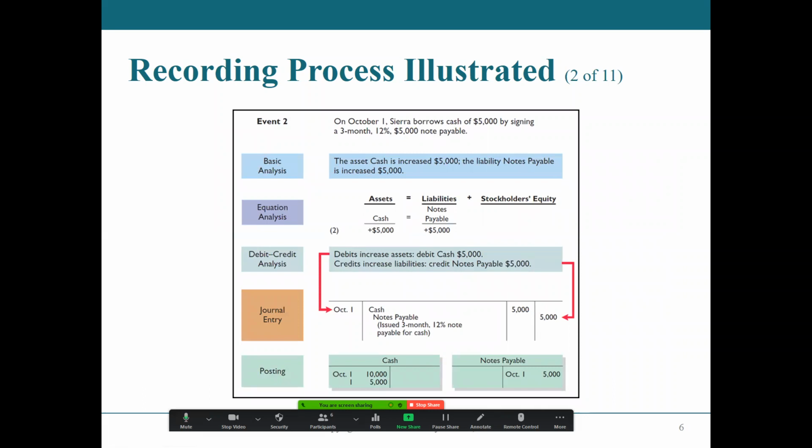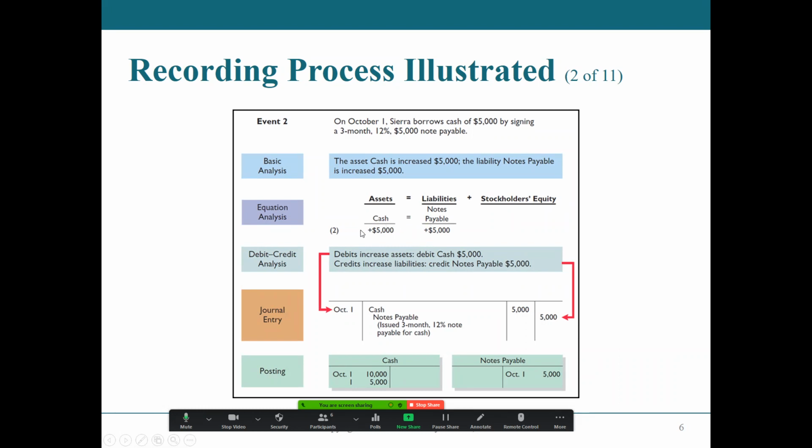So let's look at a second example. October 31st, they borrow cash of $5,000 by signing a 3-month, 12% $5,000 note payable. Again, I have to ask myself what's happening here. Cash is going up 5,000, and my liability, notes payable, is also going up by 5,000. That's what my equation analysis tells me.